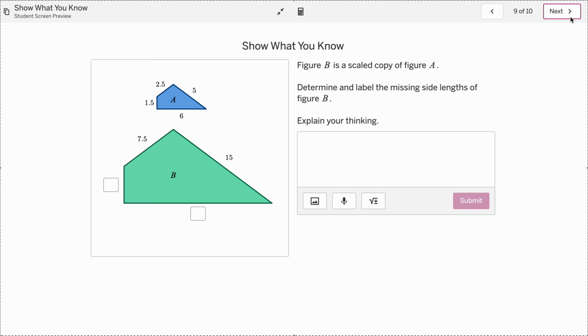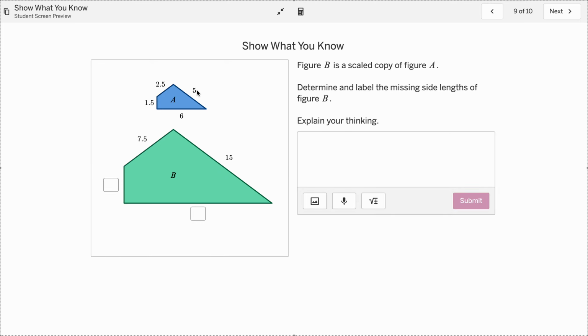Last one, show what you know. Figure B is a scaled copy of figure A. Determine and label the missing side lengths of figure B. So this is another example of what we have to do in order to find missing side lengths. We have to figure out the scale factor. I can do that either by using this right here, 2.5 to 7.5, and I can figure out what's the missing factor. I can divide them, but I see two numbers that are easy and they're nice numbers.